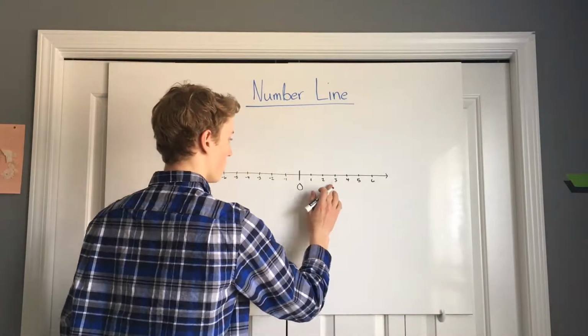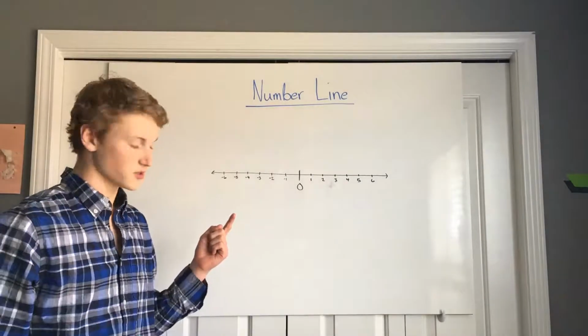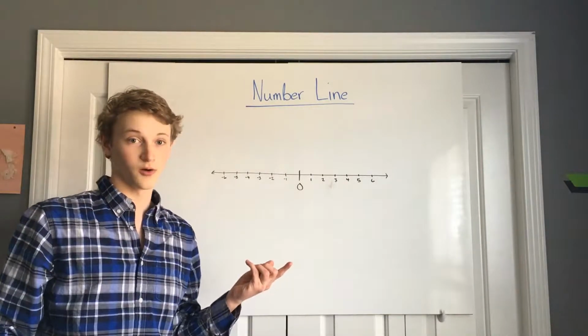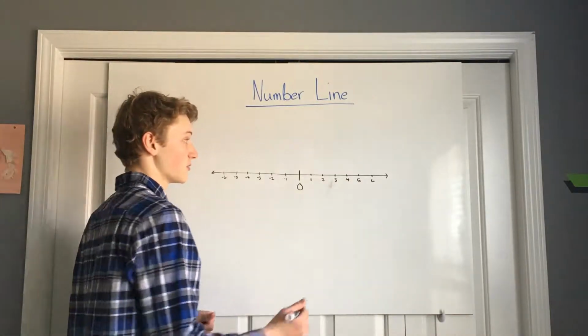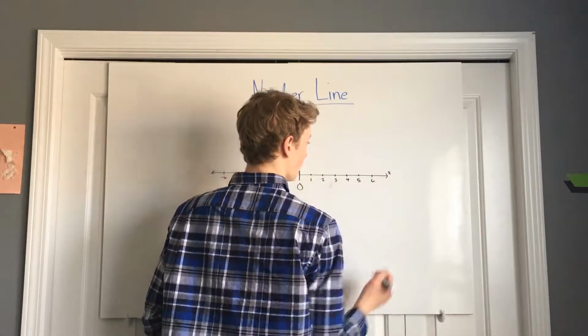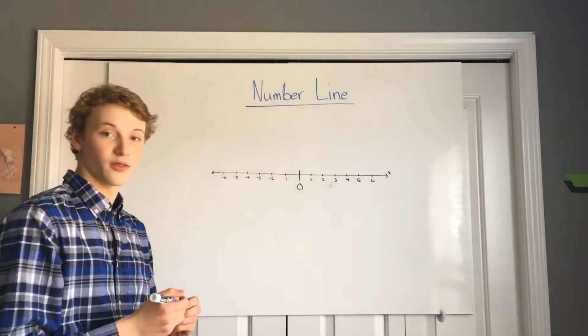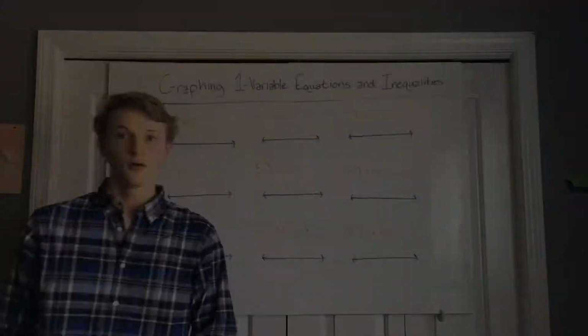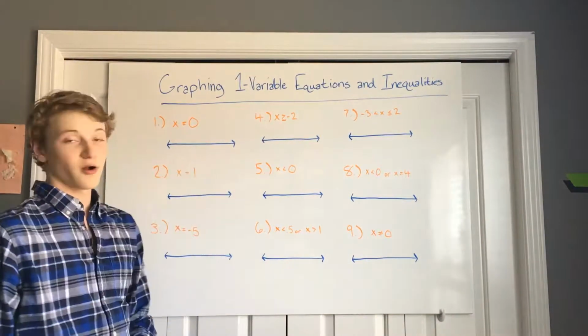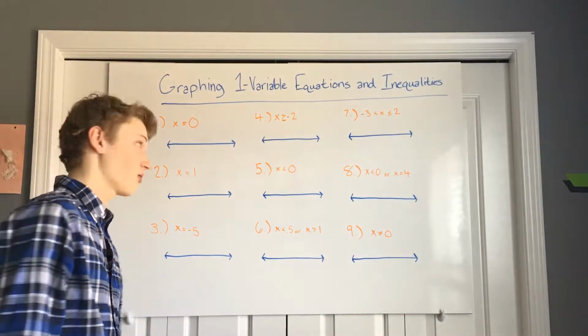There we go. Now we're only missing one more thing on this number line, and that's what variable we'll be graphing. You can pick any variable you want it to be. For this one, I want it to be x. And you put the variable on the positive end of our number line. So now we're going to learn how to graph one-variable equations and inequalities.